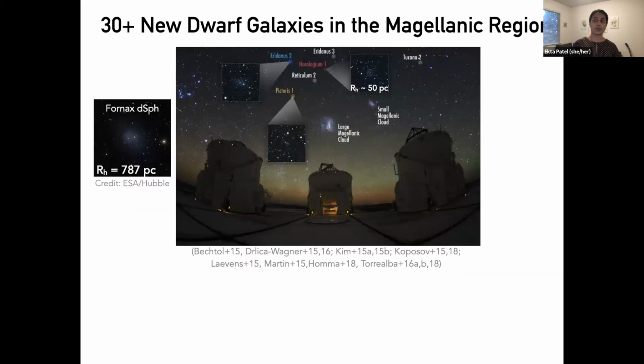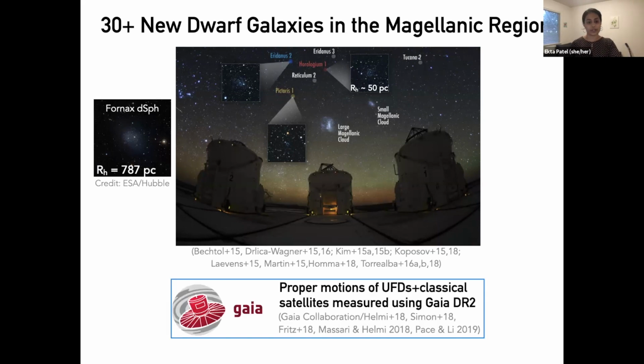So as I've already mentioned, more than 30 new dwarf galaxies have been discovered in the Magellanic region. Some examples are shown here near the large and small Magellanic clouds on the sky. These in particular were discovered in the Dark Energy Survey. Thanks to Gaia DR2, we now have this proper motion information for many of those ultrafaint dwarfs, as well as the classical satellites. The classical satellites in particular, most had pre-existing proper motion measurements, but using the Gaia DR2 data to derive these proper motions for the classical satellites gives a uniform method for having these measurements for the whole population of classical satellite galaxies.